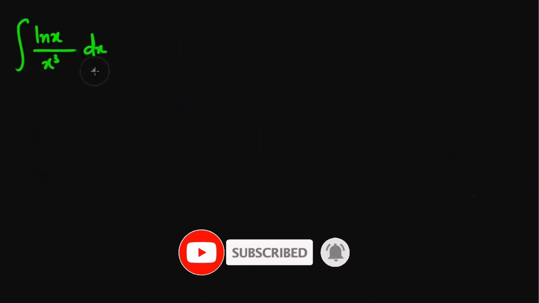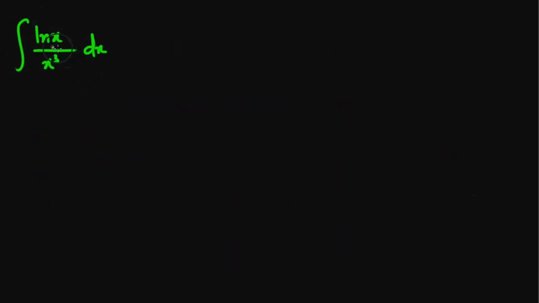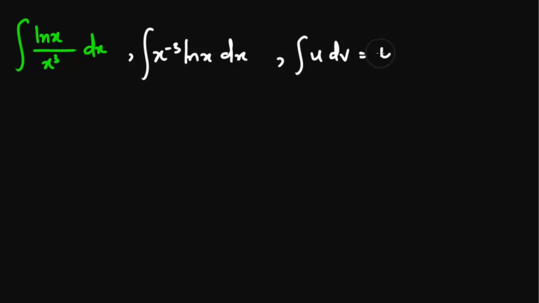Our next question, we are to integrate ln x over x cubed dx. Alright, let's rewrite this expression as the integral of x to the power minus 3 ln x dx. Okay, and let's remember our formula. The integral of u dv equals uv minus the integral of v du.